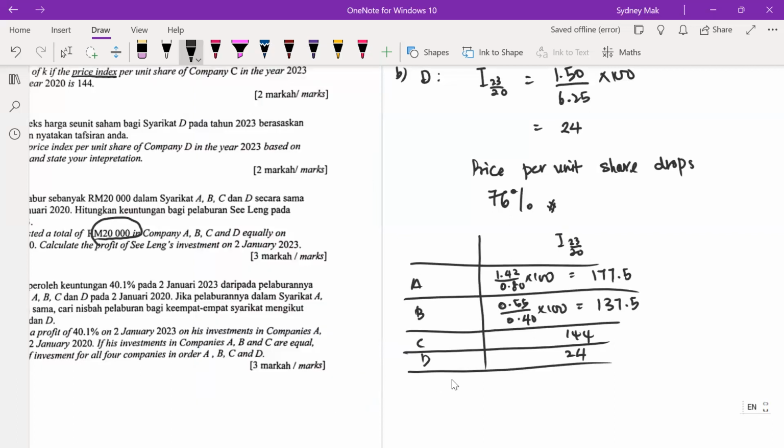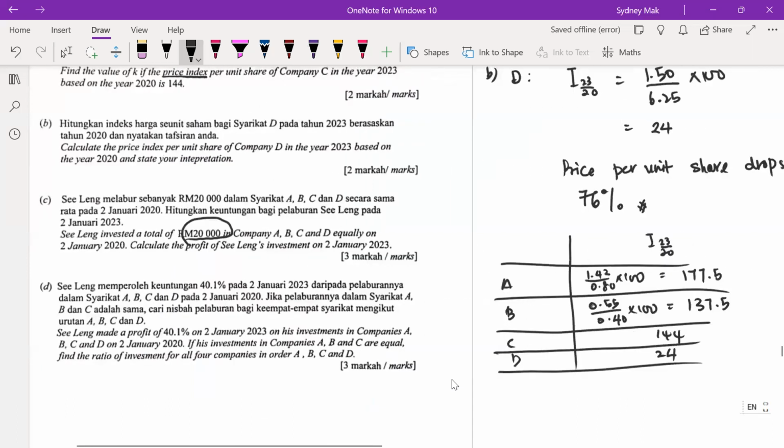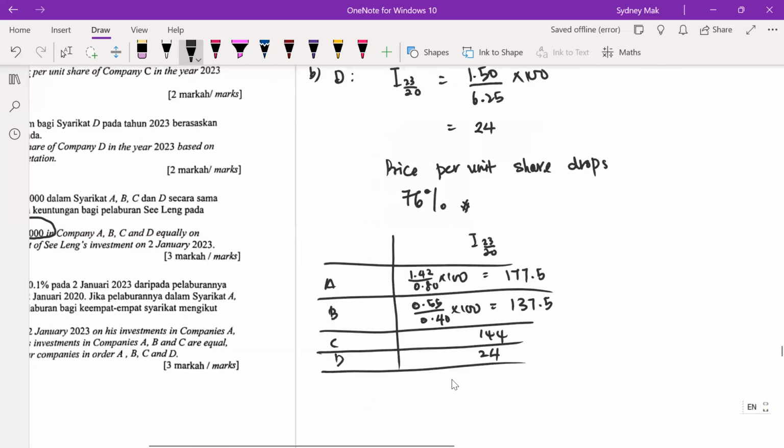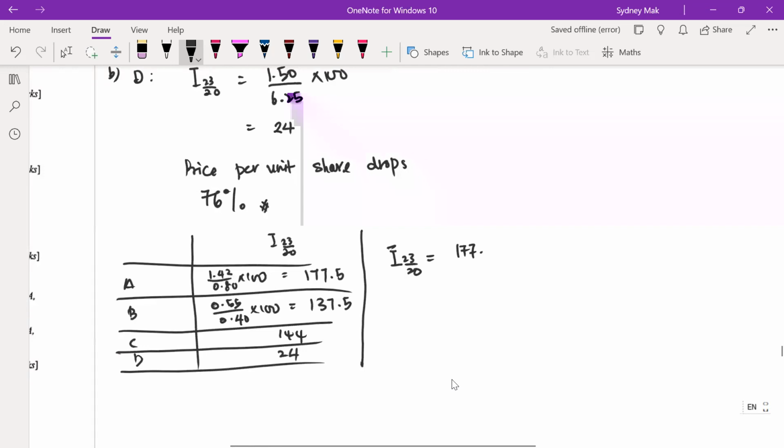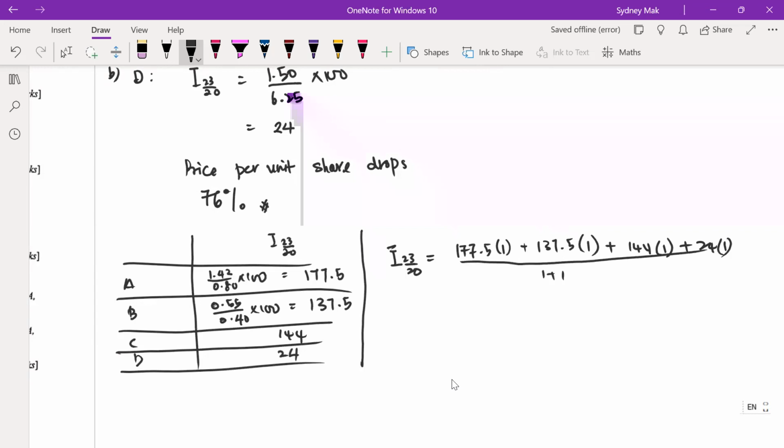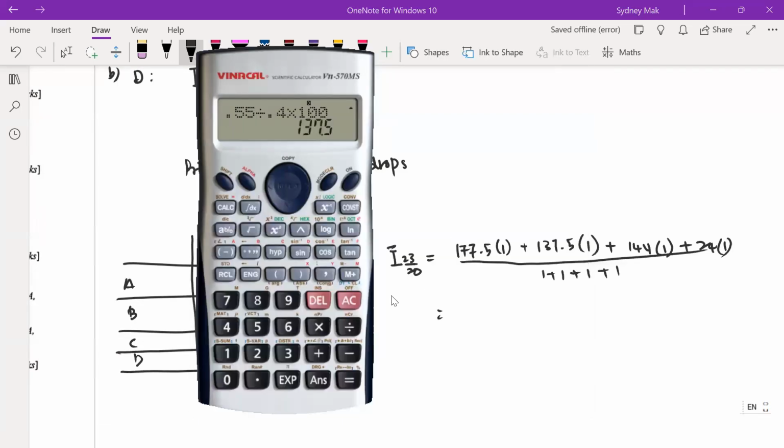And since she invested equally, we can find the composite price index, 23 over 20, which equals to the sum of IW over the sum of W. So we have 177.5 times 1. We've got to show that we substitute into the formula. And then 137.5, even though we know that the weightage is 1, we just need to show it. 144 times 1 plus 24 times 1, and then we shall take 1 plus 1 plus 1 plus 1. And next, we can use the calculator and get the answer right away.